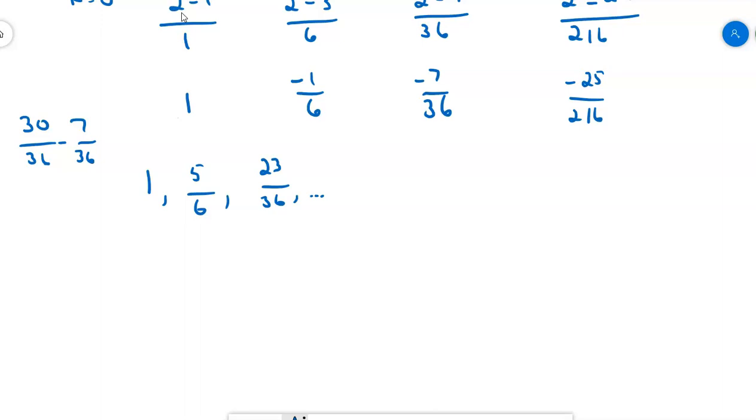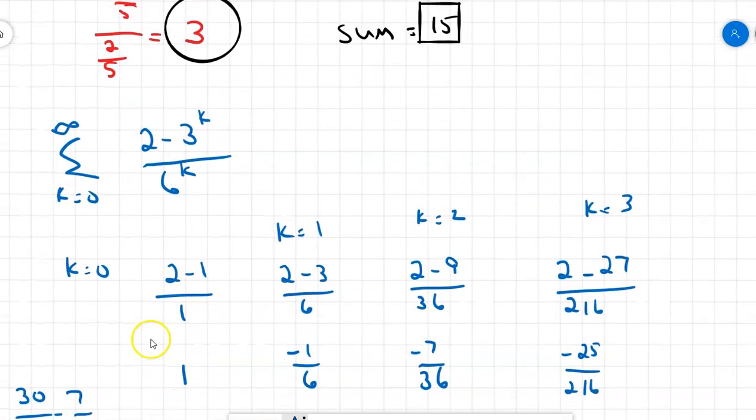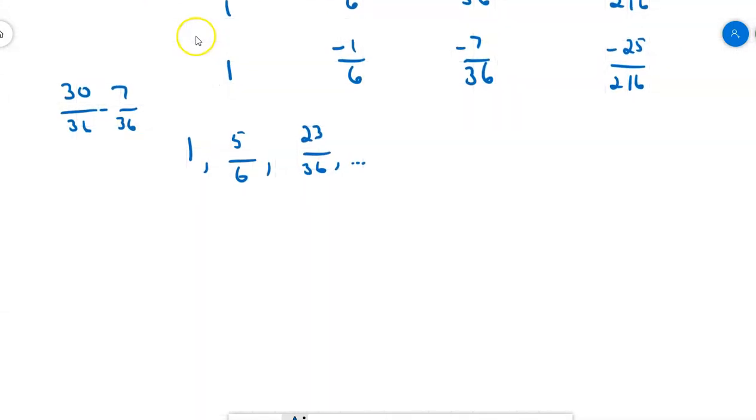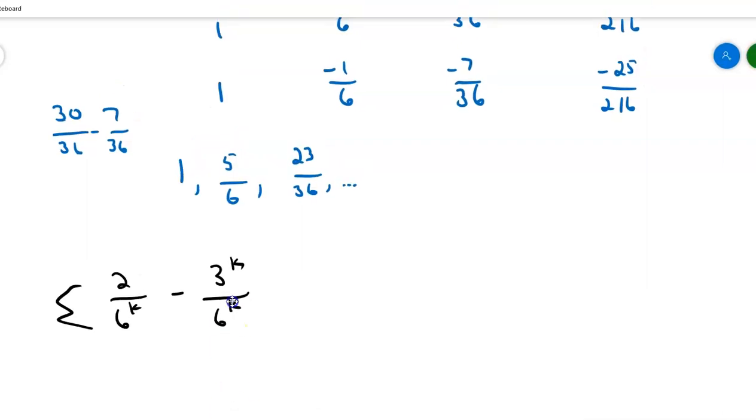Let's try looking at this a little bit differently. Take that original series and break it into two pieces. So I'm going to write this as the sum of all the 2 over 6 to the k minus 3 to the k over 6 to the k. So I'm taking my original series and just breaking it apart into two fractions, making the common denominator separate now. All right, is there anything that will help me to do this? Let's take a look at that first one.